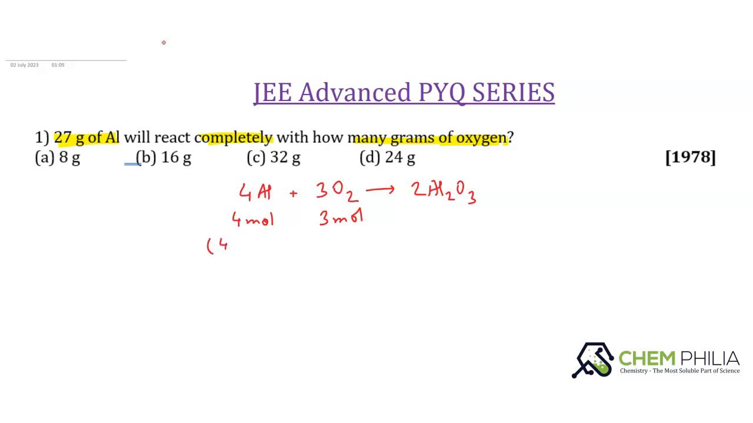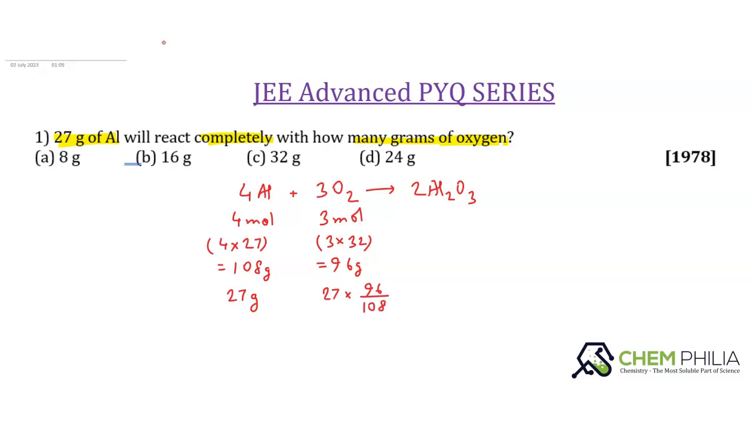Now aluminium, the atomic weight is 27. So 4 moles of aluminium means 108 gram of aluminium, and 3 mole of oxygen means 3 into 32, because oxygen's molecular weight is 32, that is 96 gram. So 108 gram of aluminium reacts with 96 gram of oxygen according to the balanced equation. So 27 gram of aluminium will react with how much oxygen? So it will be 27 multiplied by 96 upon 108, right?